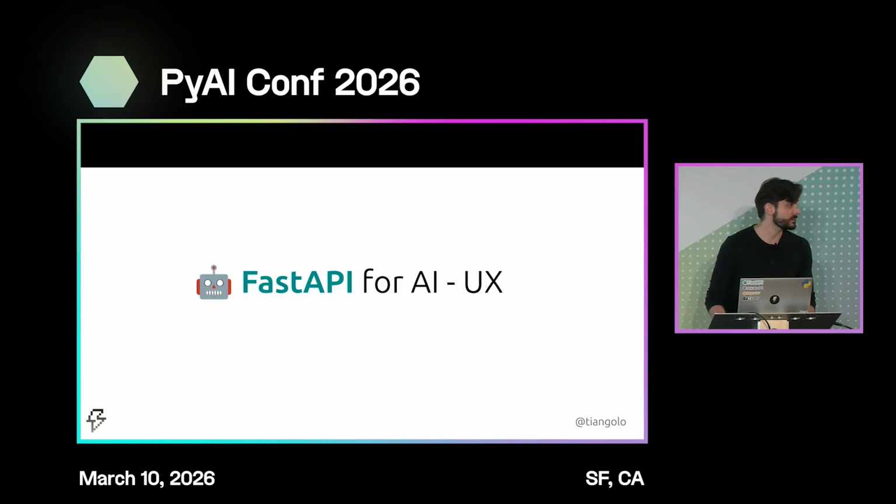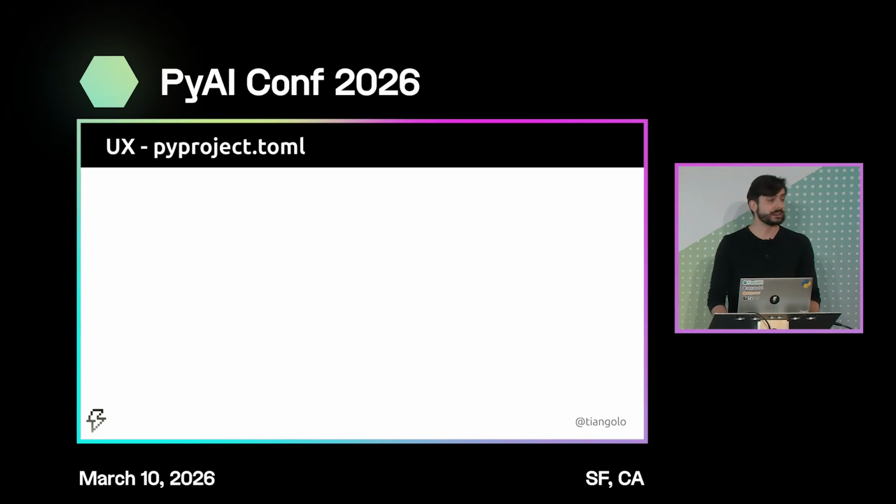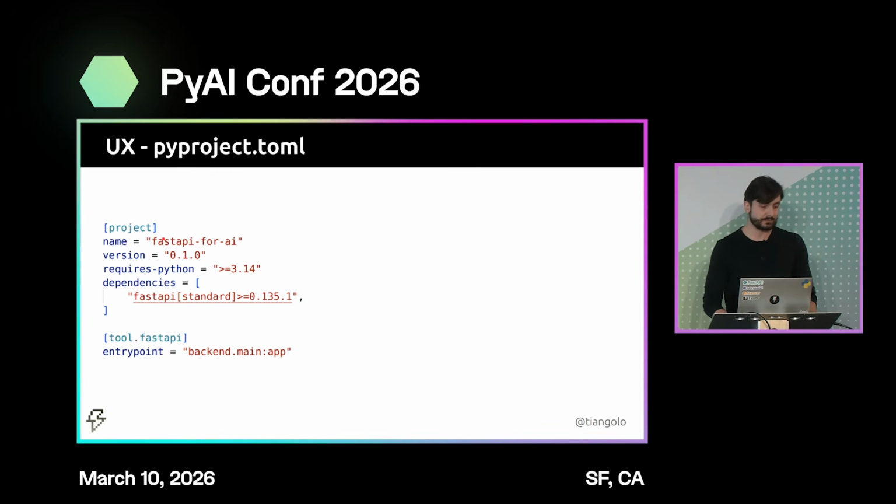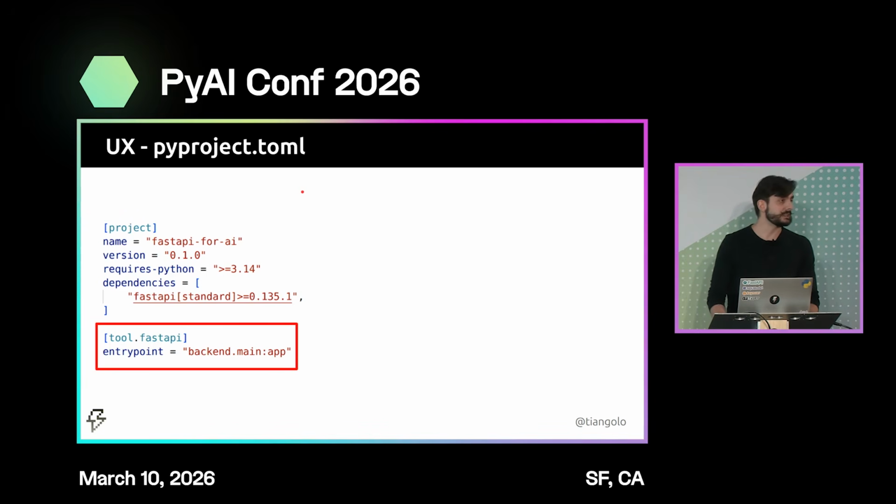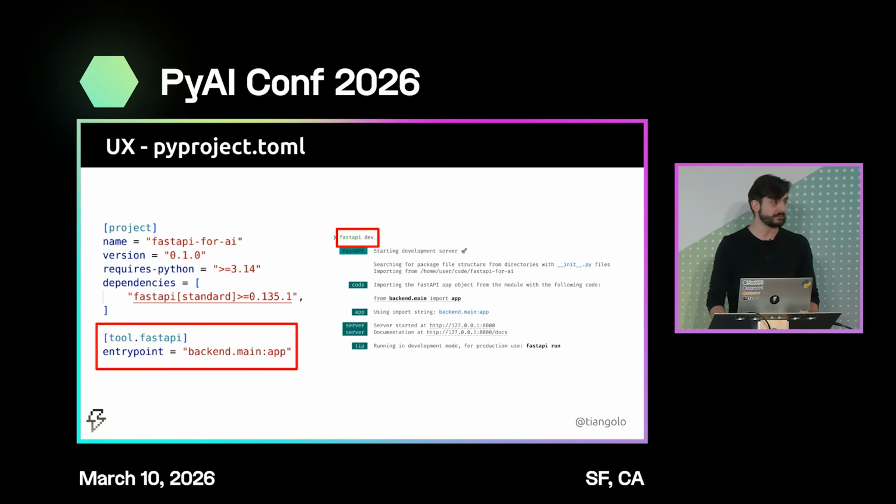Now, we're going to talk about what is new in FastAPI. Let's start with a little bit of the UX improvements for you as users of FastAPI. So first, let's use pyproject.toml. You will probably define your dependencies for FastAPI in a file like this. Now you're going to be able to declare in the pyproject.toml where your FastAPI application is. So whenever you run the command line, FastAPI dev or FastAPI run, it's going to know where your FastAPI application is without you having to explicitly say that every time.